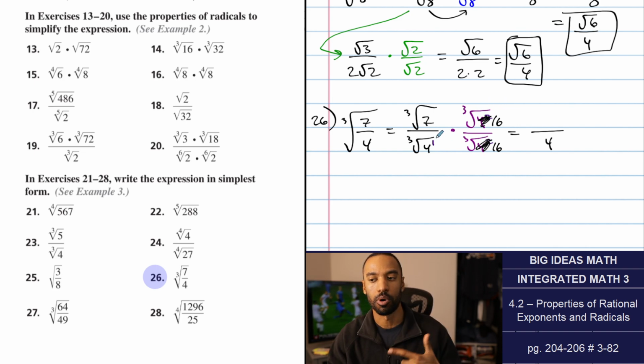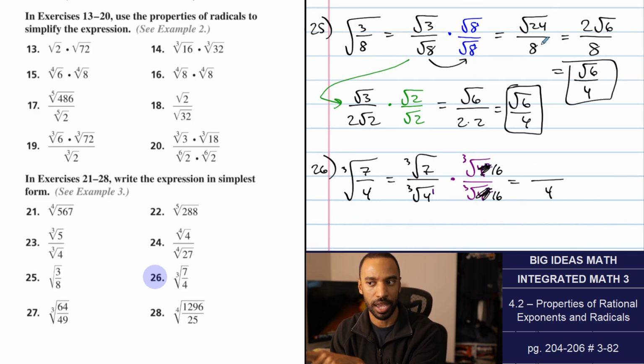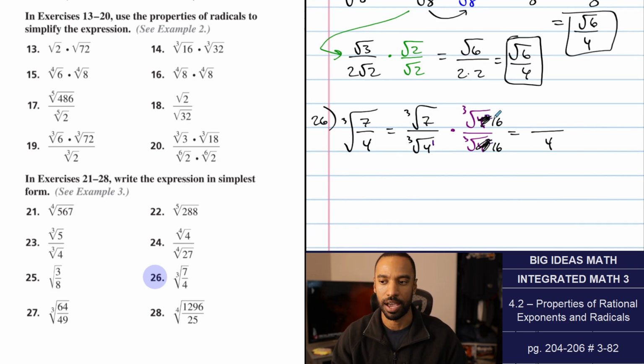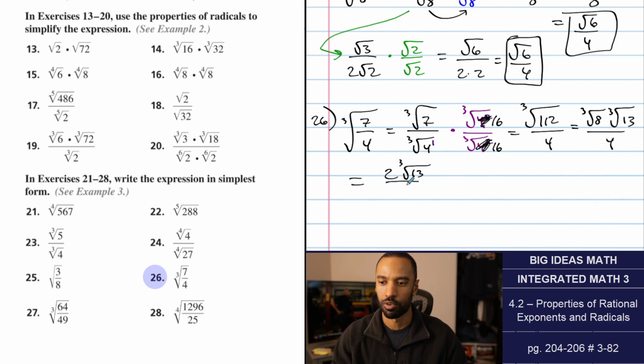So here's one method, multiplying by the thing to erase the perfect cube, just like we did on this top one here, multiplying by root 8, just to get rid of the 8. But there will be more to take care of here, because 7 times 16 is 112. And you have cube root of 112, but unfortunately for you, 112 has a perfect cube of 8 inside of it. It's 8 and 13. So that becomes 2 times cube root of 13 over 4, and 2/4 is 1/2. So it's cube root of 13 over 2.